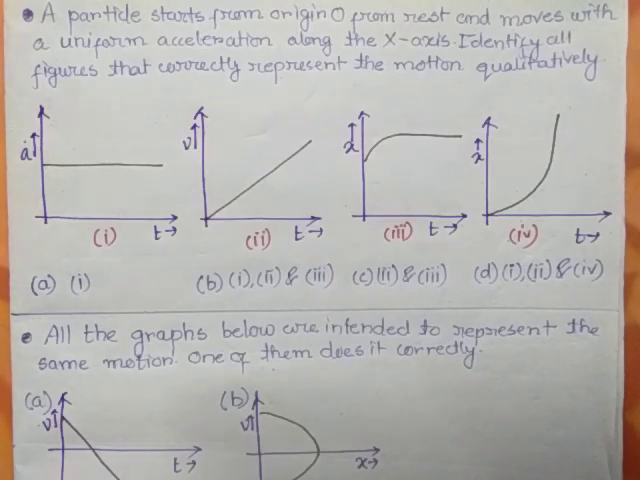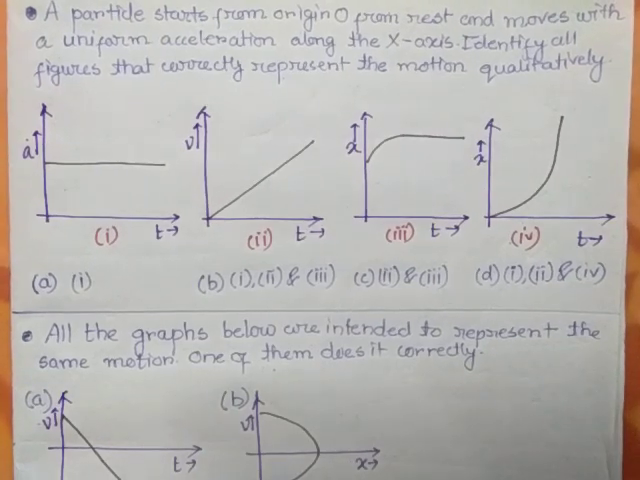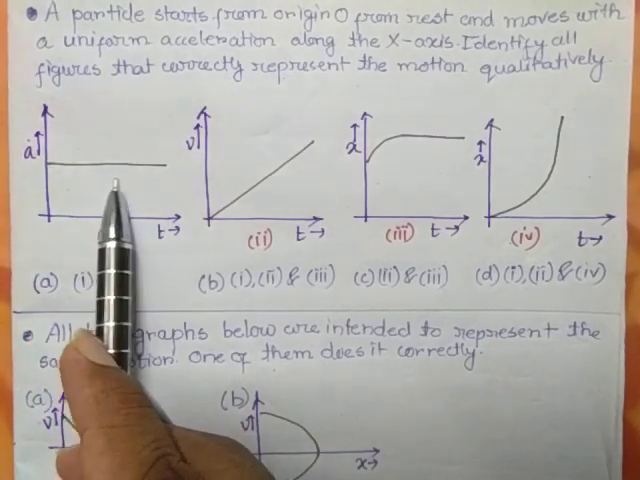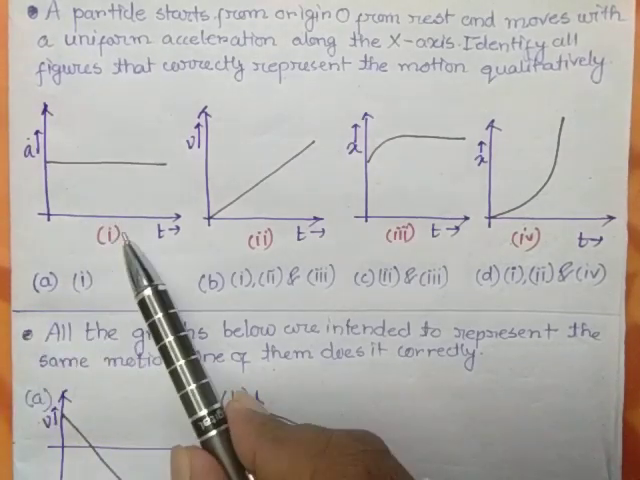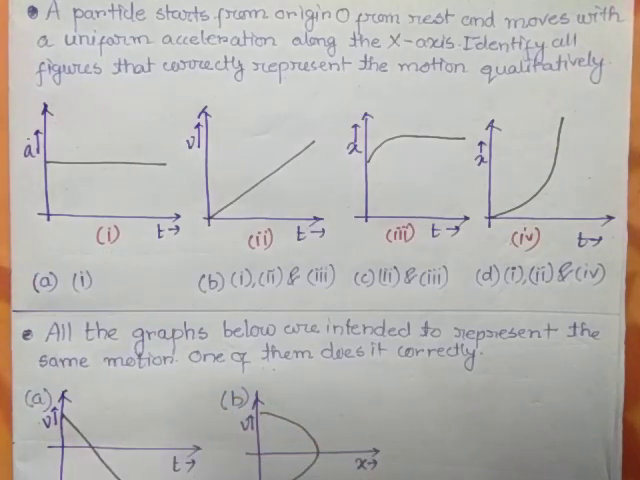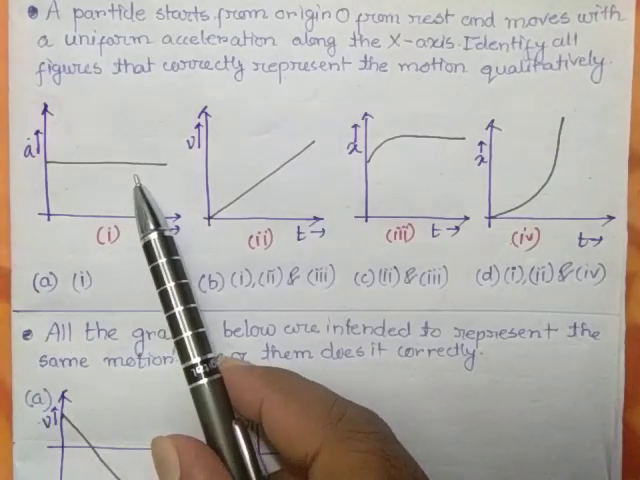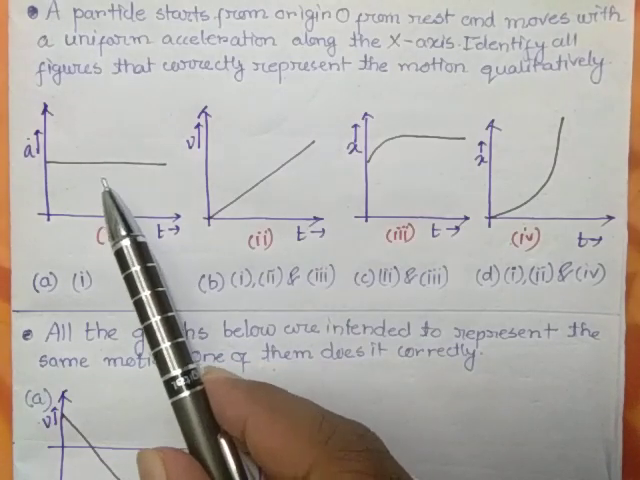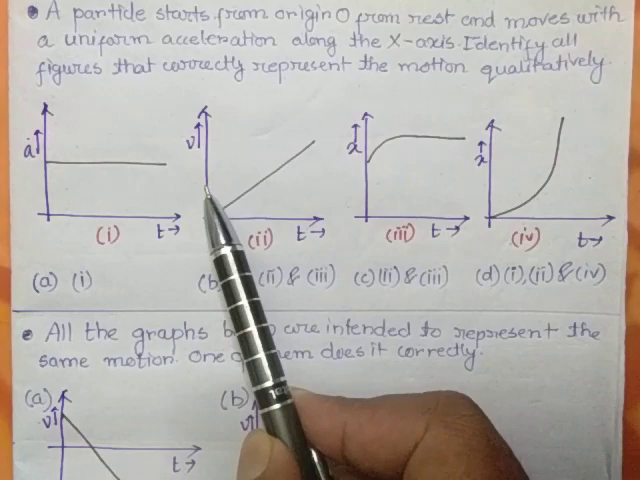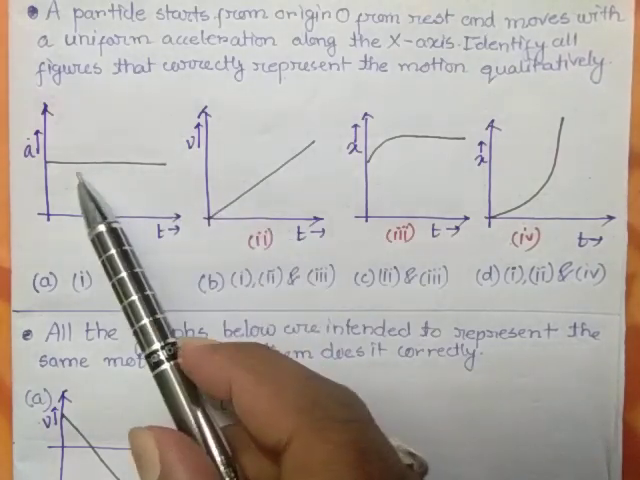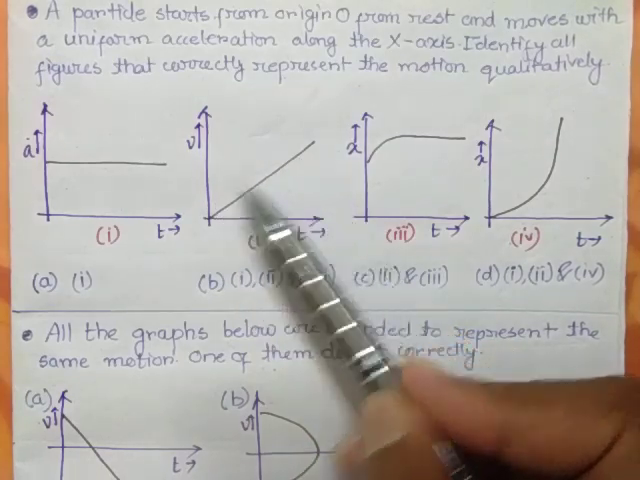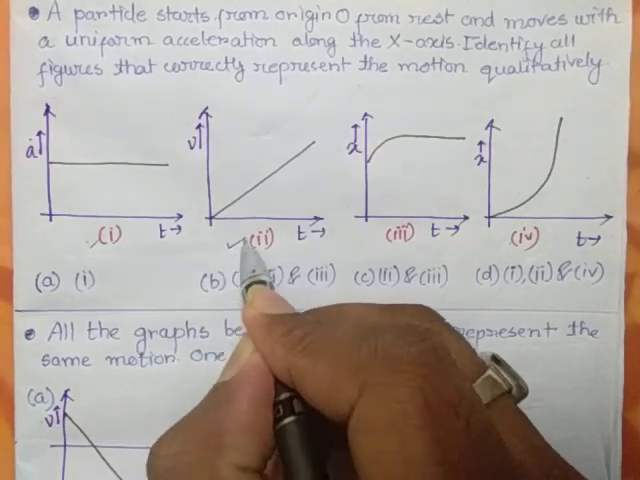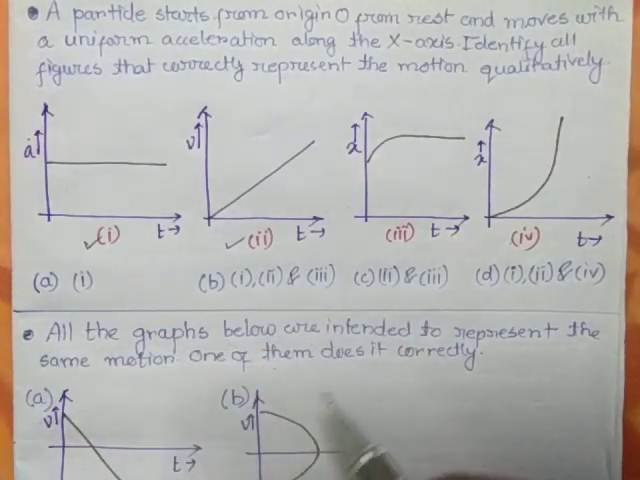Since it is moving with a uniform acceleration, the value of the acceleration is constant over time. So we can consider that this one is completely correct. If the acceleration is constant over time, then as I said in the previous lectures, the acceleration versus time curve basically represents the slope of the velocity versus time curve. So the slope of the velocity versus time curve should be a constant, because acceleration is constant. So it is also correct. So 1 is correct, 2 is correct.